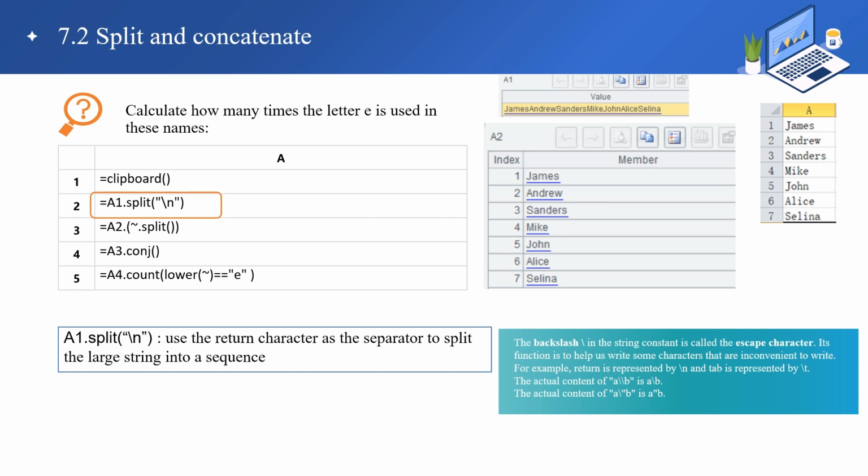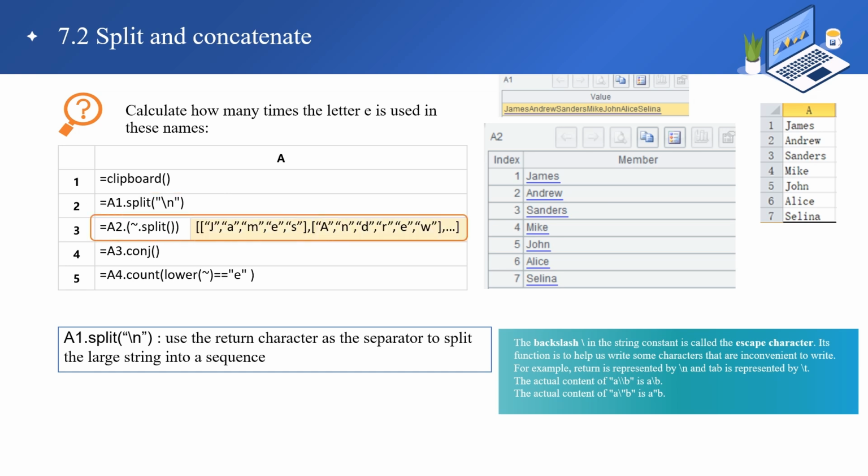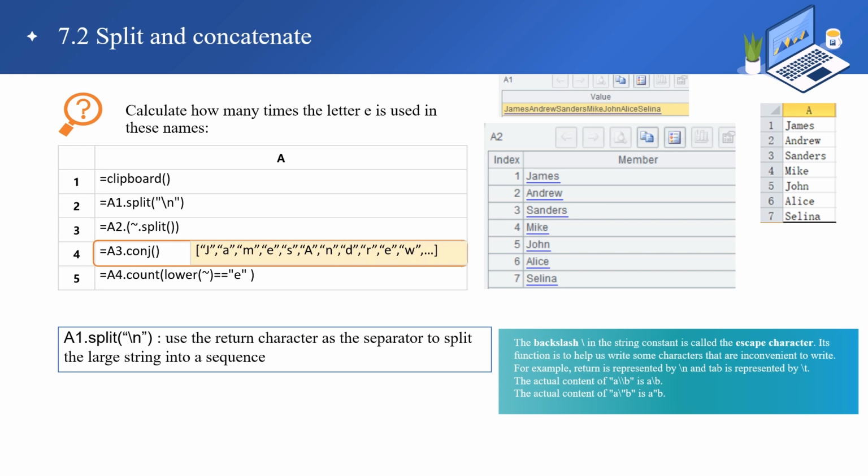The following statements are simple. A3 is a loop function. Its inner tilde.split will split the string of each member into a sequence of single characters, so A3 is a two-layer sequence. We have encountered the conjunction function when we talked about recursion. Its function is to concatenate the member sequences of a multilayer sequence and return the result of sequence concatenation operation among these members. Therefore, A3.conjunction in A4 will get a one-layer sequence.